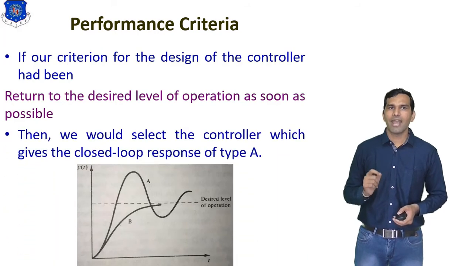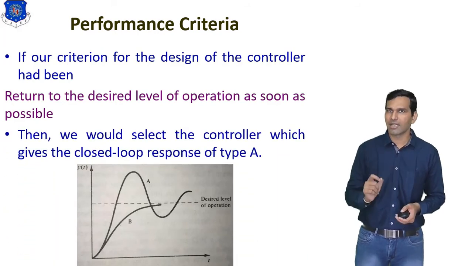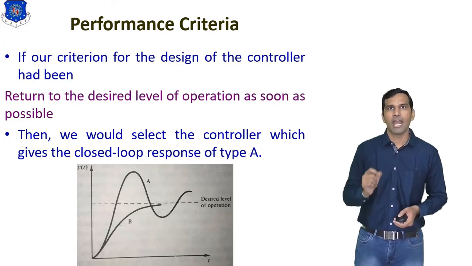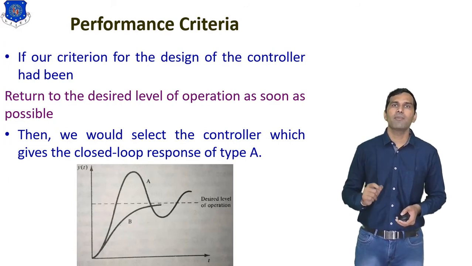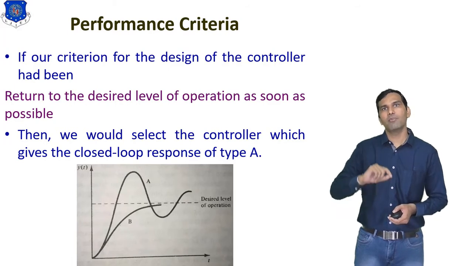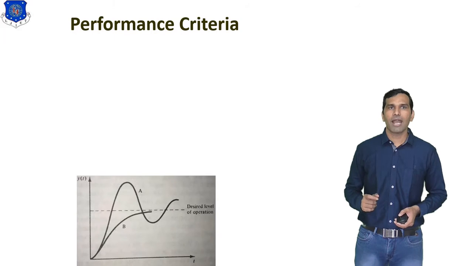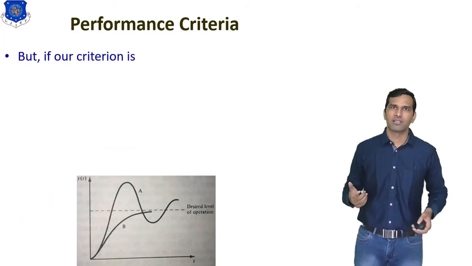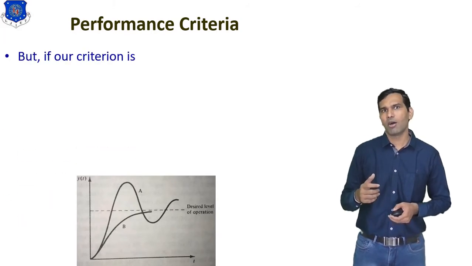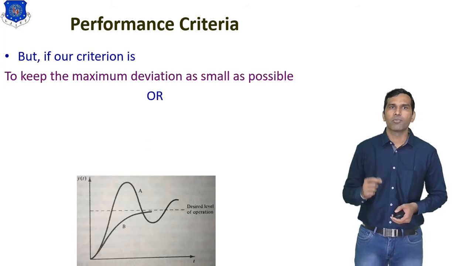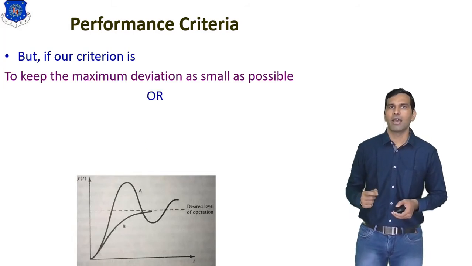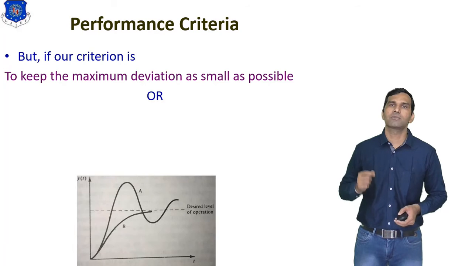So, at that time, we would select the controller which gives the closed loop response. That means we choose the type A response. That means type A controller we choose. Now our criteria is changed. Now our criteria is to keep the maximum deviation as small as possible.